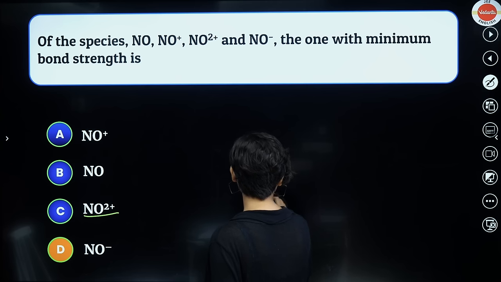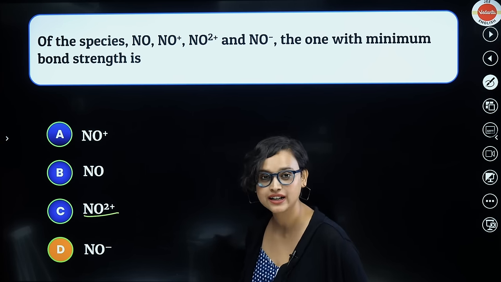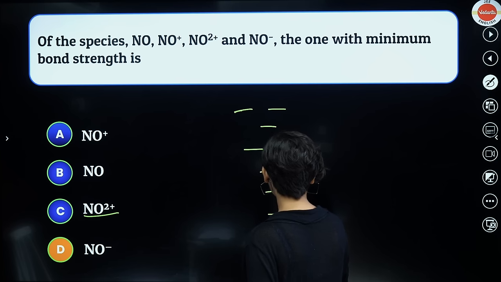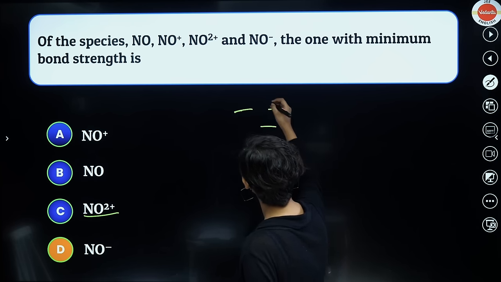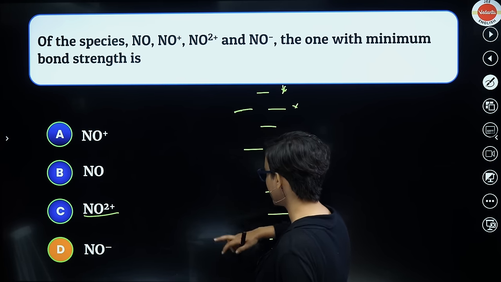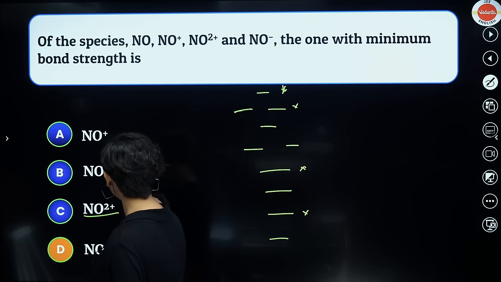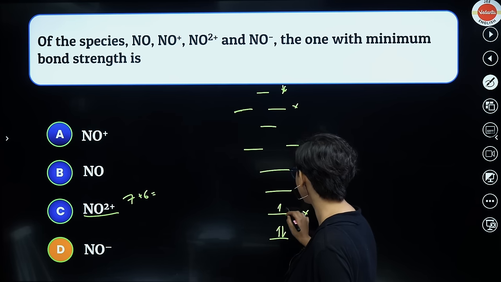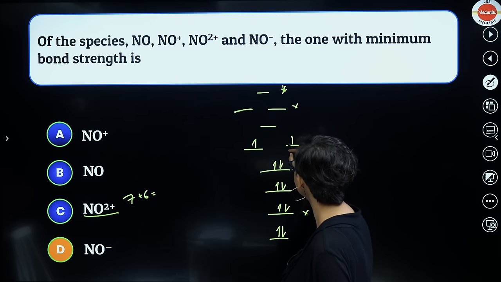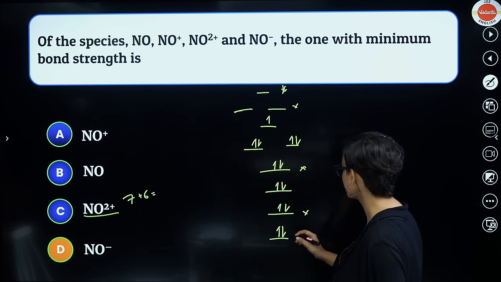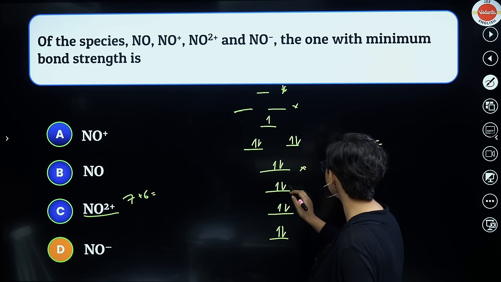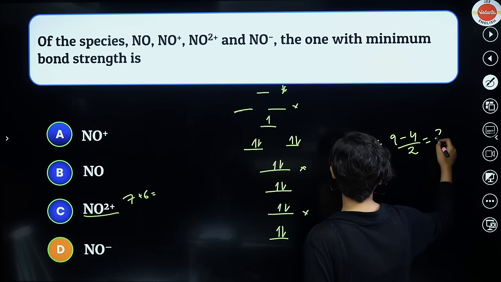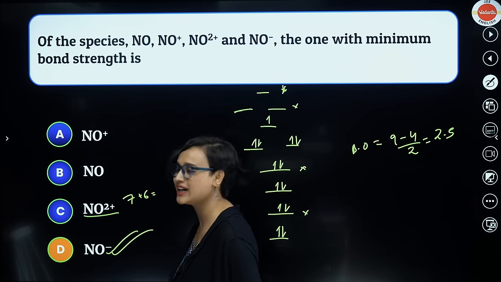Less than 14 electrons, right? So the order will be this, 2, 1, 2, 1, with these two star orbitals, and then this is star and this is star, correct? NO2 plus. Now NO has 7 electrons, O2 plus means 6, so 7 plus 6 is equal to 13 electrons, right? So bond order is 9 minus 4 divided by 2, which is 5 by 2. This is also 2.5. Correct. Yes, so I did make a mistake. The correct answer is NO minus. Now I have sorted it out.